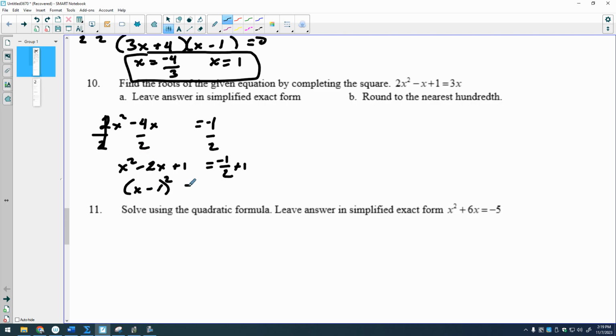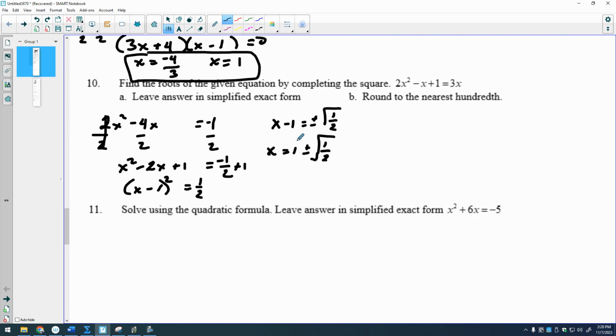I need to combine my like terms over here, and I get 1/2. Just looking at my answers, making sure I didn't make a mistake before I kept going. Okay, I need to square root both sides. Now we're right back to solving like we've been doing. So I square root, and I get x minus 1 equals plus or minus the square root of 1/2. Add 1, and I get x equals 1 plus or minus the square root of 1/2.